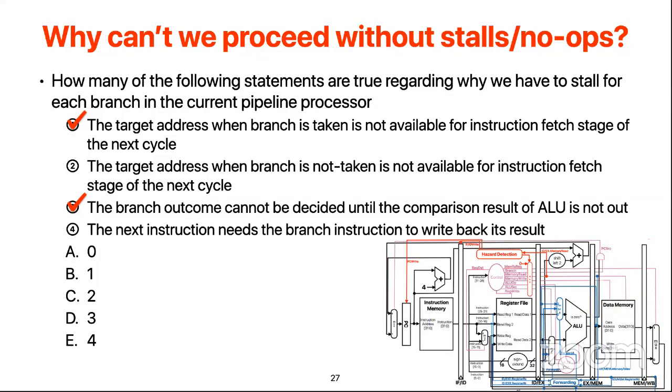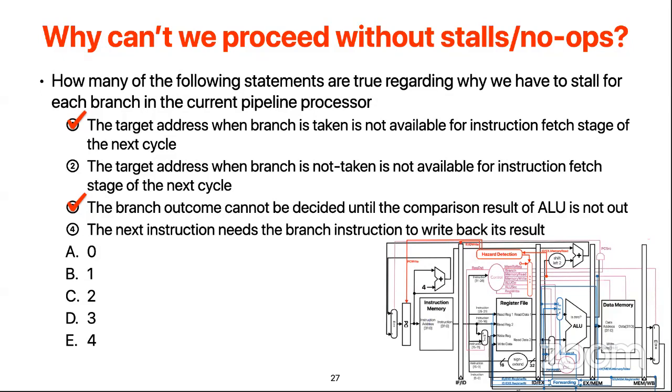Okay, Yizi, what's your question? Sorry for the interruption, but I need a little more explanation about why number 4 is incorrect. Because for the branch instruction, we don't have any output. Okay, so the write back is not real, right?